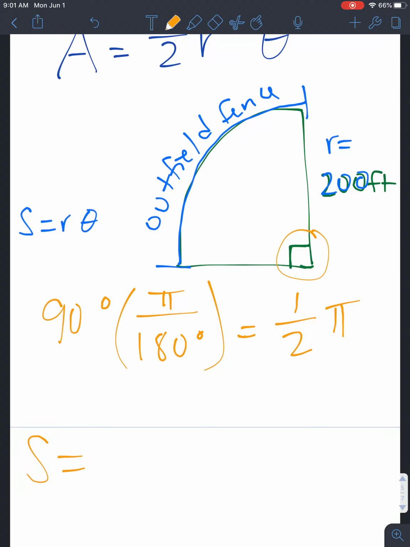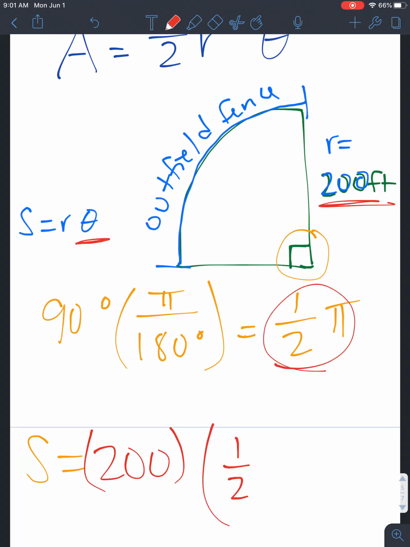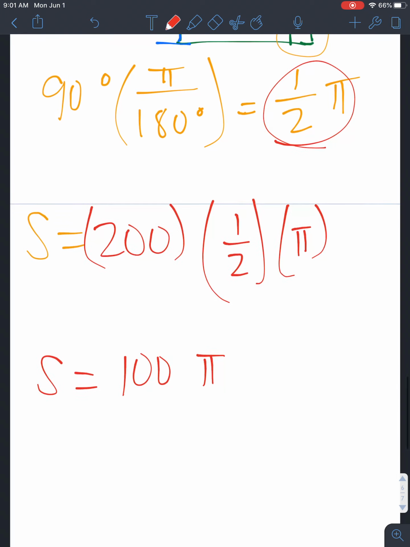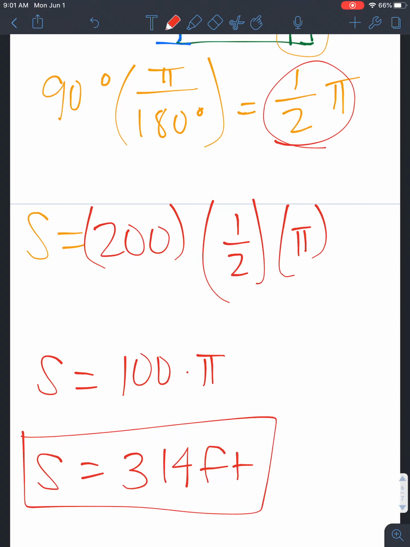So then S, our arc length, is equal to R. And remember, R up here was 200. So we have 200 times theta, and theta is 1/2 pi. Half of 200 is 100, so we're left with 100 times pi. But remember, we are looking for an actual number. So multiplying these, we get about 314 feet. So that's how you find that arc length.